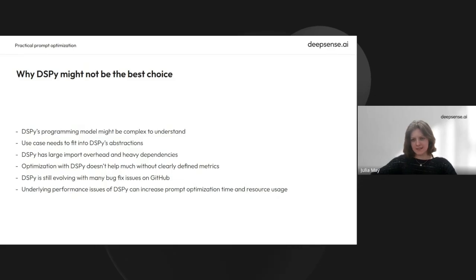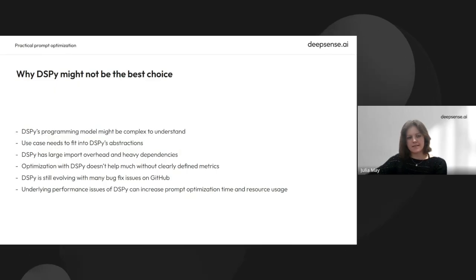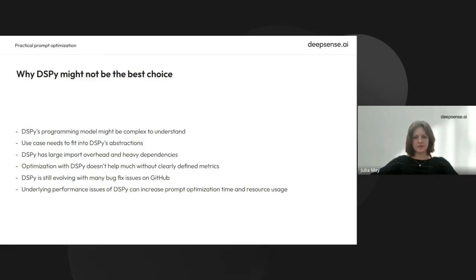In recent times, the very popular approach was using DSPy. It's quite a famous framework for some prompt optimization, but it might not be the best choice for each use case. And I'm going to explain a few drawbacks of this framework. So the first one is that DSPy's programming model might be quite complex to understand because the abstractions are quite complex, and I think it requires some time to get used to it and to understand. So it's definitely not easy to start using it.